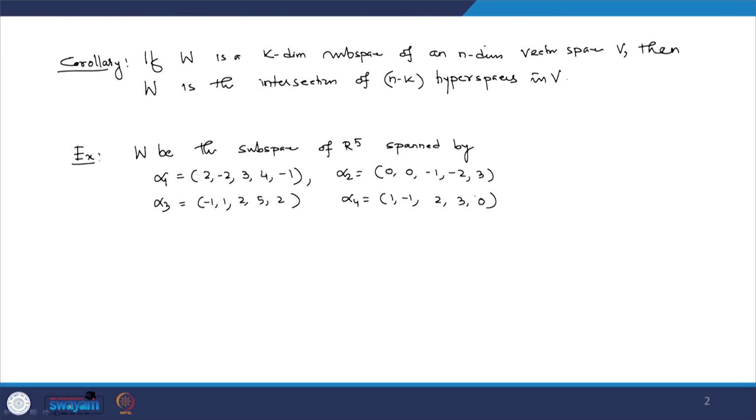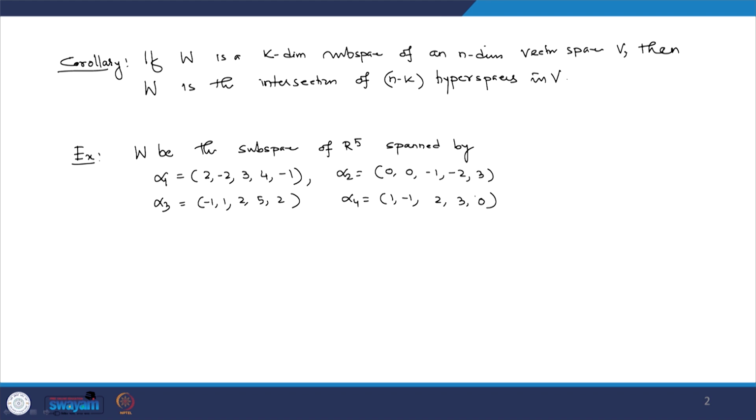I will prove it first through examples and then theoretically also. So, I have taken a subspace W of R5, the space of 5 tuples. The dimension of V equal to R5 is 5, and the subspace W is spanned by the given 4 vectors, say alpha 1, alpha 2, alpha 3, alpha 4. I do not know the dimension of the subspace W. The dimension may be 4, maybe 3, maybe 2, or maybe 1.